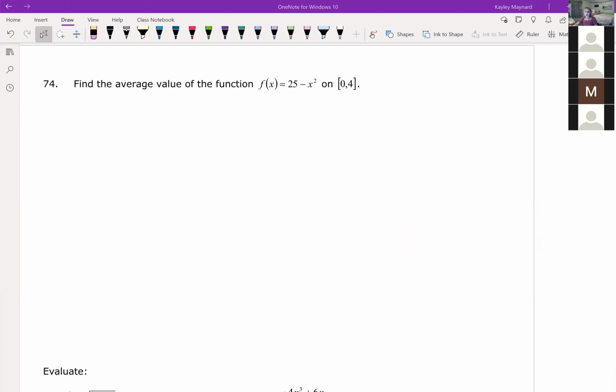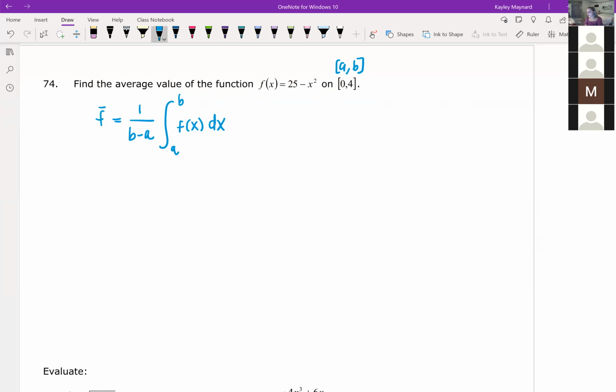All right, so find the average value of the function f of x equals 25 minus x squared on the interval 0 to 4. Okay, so average value is kind of like integration with an extra step in it. So the average value of a function on the closed interval, let me just write it out. The average value of f is equal to 1 over b minus a times the integral from a to b of f of x dx. And so the interval you're given is a to b. In our case, we were given 0 to 4. So our a is 0 and our b is 4.